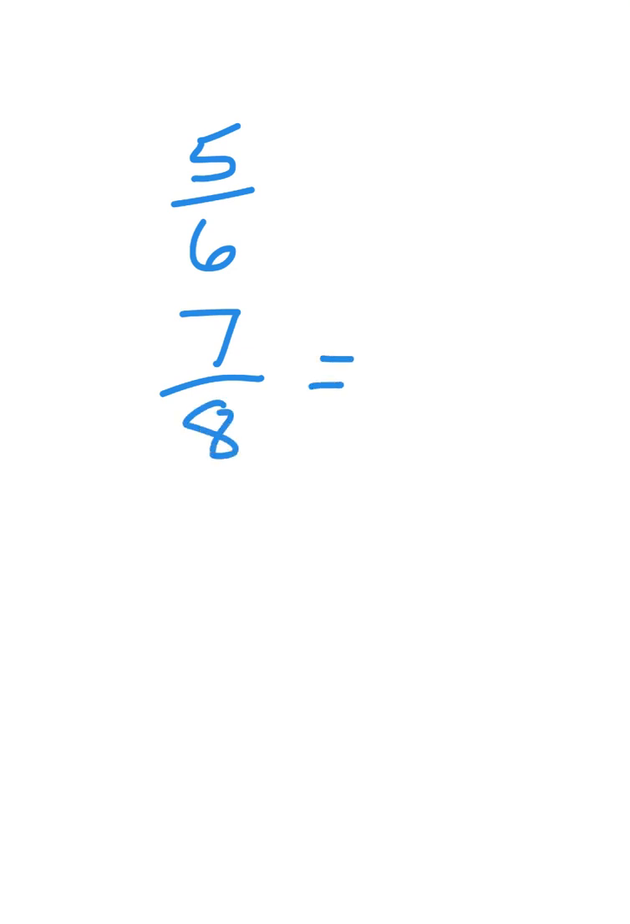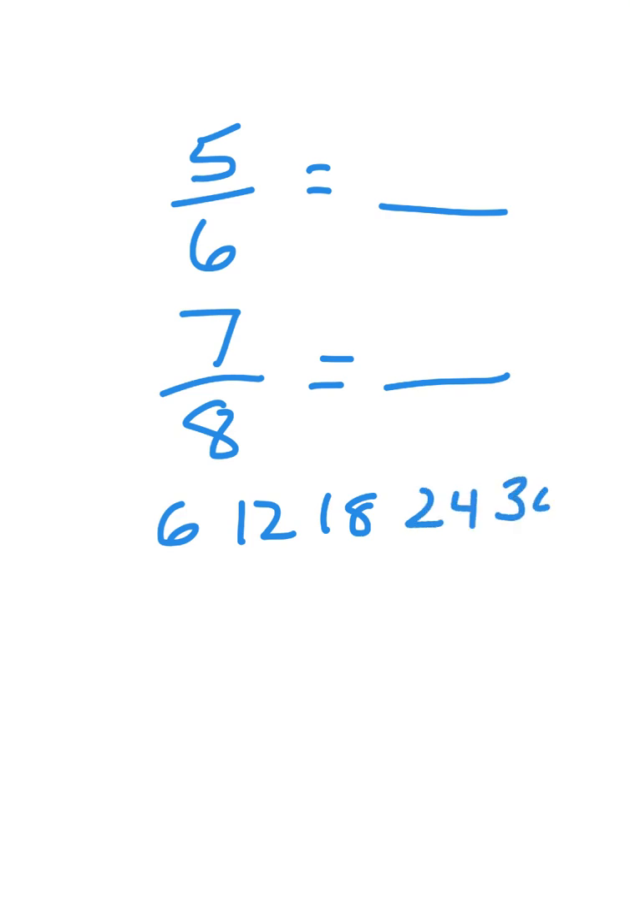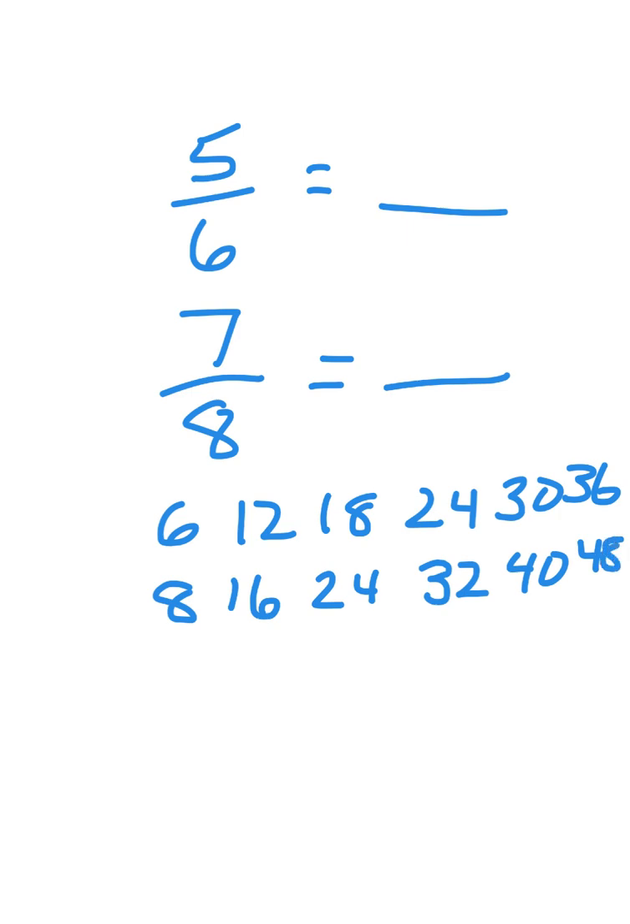So comparing fractions again, 5/6 and 7/8. To compare them, we need to have the same size piece, which means the same size bottom number, and there are some different numbers that we can use. So if we skip count them, find the multiples, it'd be 6, 12, 18, 24, 30, 36. And for 8, it would be 8, 16, 24, 32, 40, 48, and so on. Now, 48 works for both.